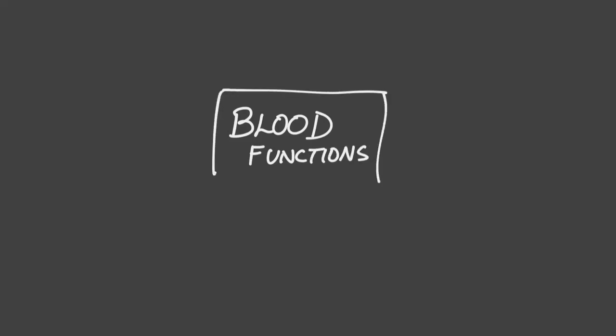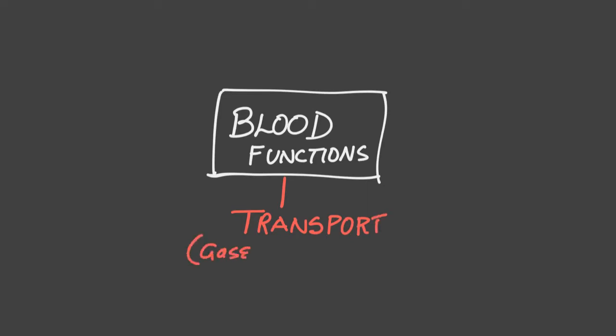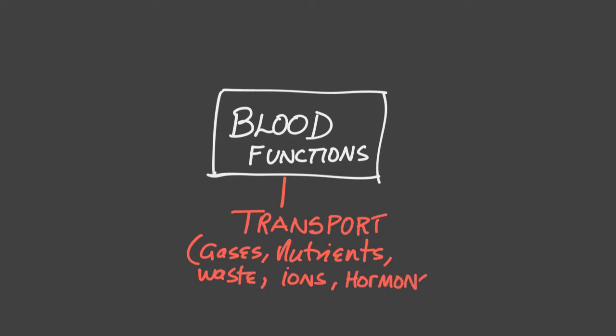Blood has three main functions: transport, homeostasis, and protection. Blood helps us to transport gases such as carbon dioxide and oxygen, nutrients such as glucose, amino acids, fatty acids and glycerol, and nucleotides, wastes such as uric acid and urea, ions such as sodium, potassium, chloride, calcium, hormones, etc.